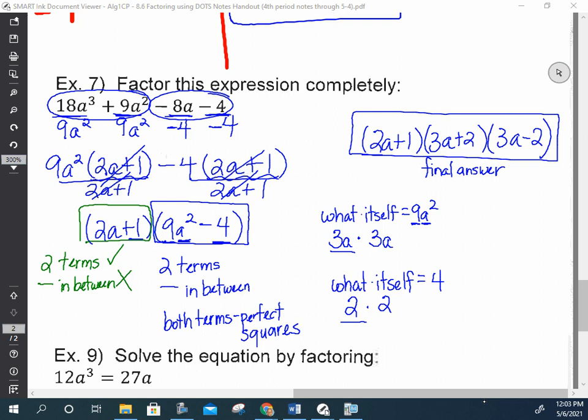No problem, that's okay. You answer the question. That's what I appreciate. Any other question, example 7? Move on to solve equations.